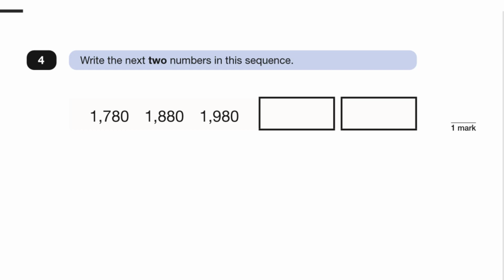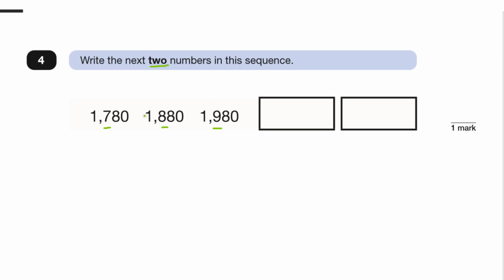Question 4, write the next two numbers in this sequence. We have a sequence here. We have 1,780, 1,880, 1,980. If we have a look, what digit is changing each time? It's this hundreds digit, isn't it? Okay, so we've got 7, 8, 9.